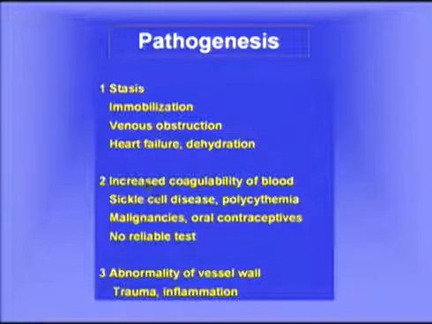There can be an increased coagulability of the blood. That occurs in some diseases, sickle cell disease. Polycythemia, for example, can cause this. In fact, at high altitude, when you get polycythemia, there's a concern about pulmonary embolism. Malignancies can do this, oral contraceptives can, and unfortunately there's no really reliable test of this increased coagulability.